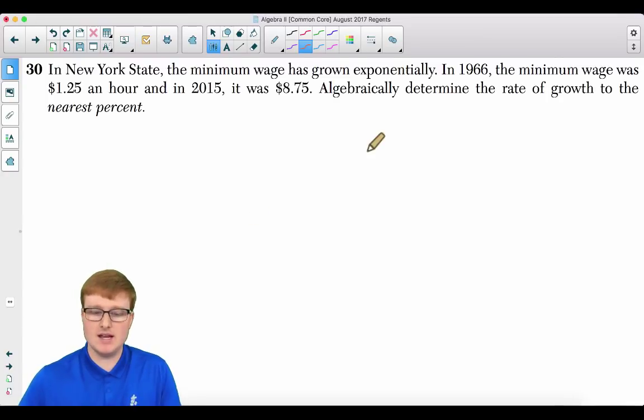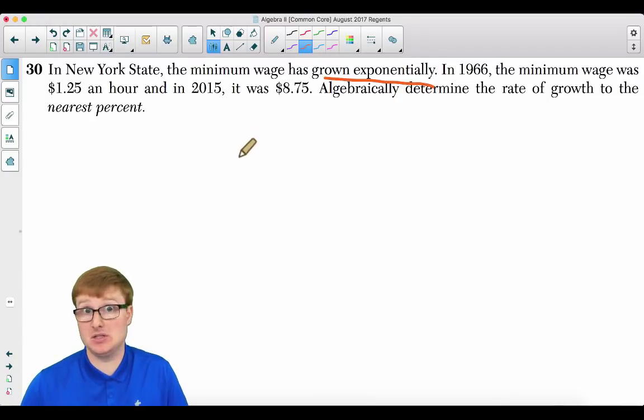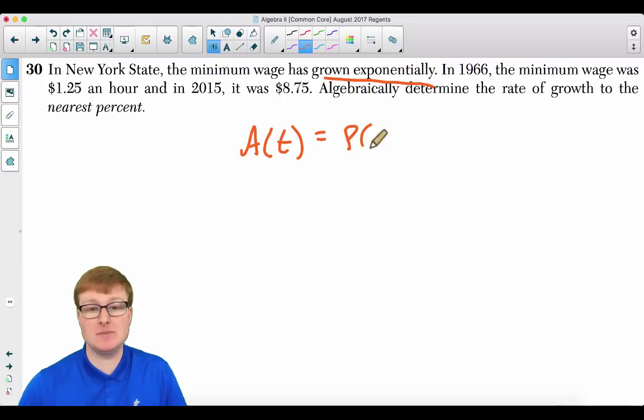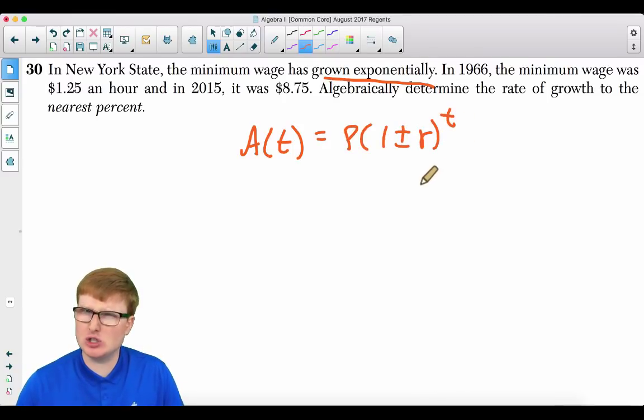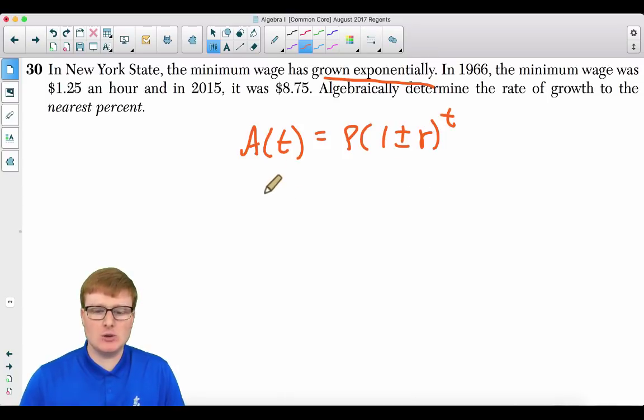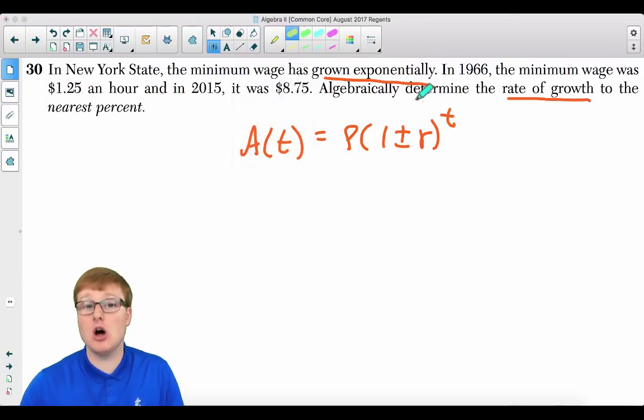Well, the rate of growth. You need to use some sort of formula. Well, since it's saying that it is growing exponentially, maybe you could use the exponential formula, which is A of t is equal to P times 1 plus or minus r raised to the t power. Yes, it's this formula that you learned back in Algebra 1, right? So it's asking you, find the rate of growth. Well, the rate of growth is you're solving for r. You're solving for r, okay?